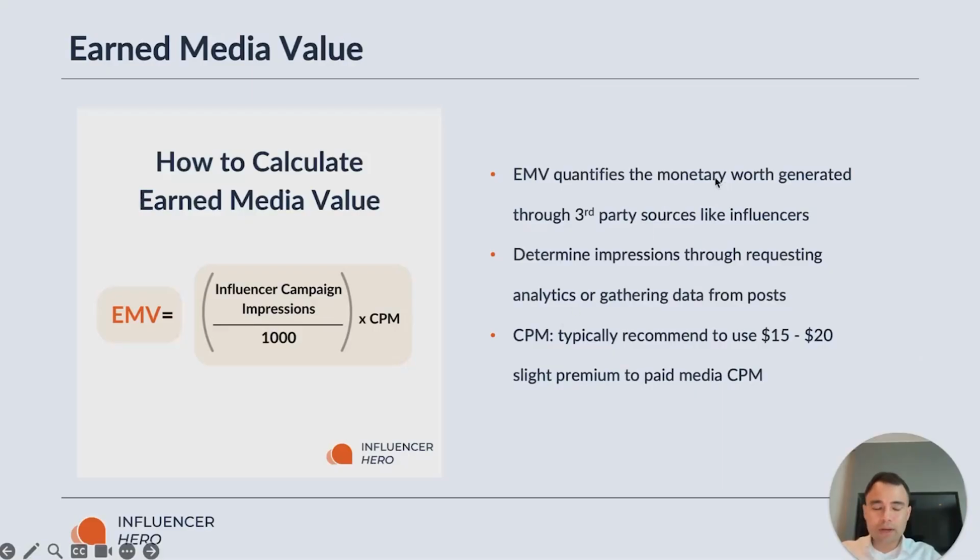Then we will take a quick look at earned media value, just because this is such an important KPI for influencer marketing specifically. The definition of EMV: it quantifies the monetary worth generated by third-party sources like influencers, right? So this is not only used for influencer marketing, it's also used for PR or whenever you work with third-party mentions. And essentially what this KPI does is tell you, as an advertiser, what the worth is of the reach and the impressions you get through your influencer program, right?